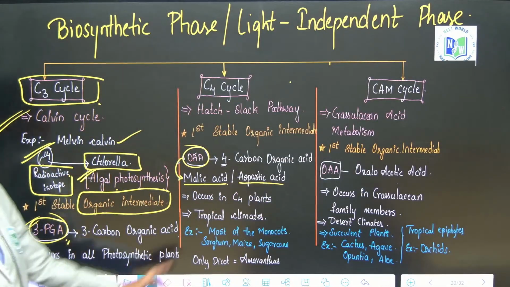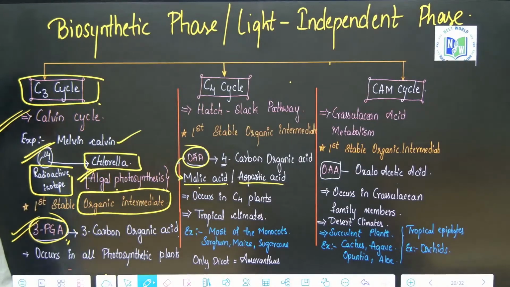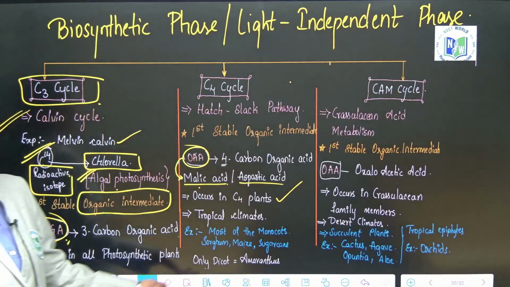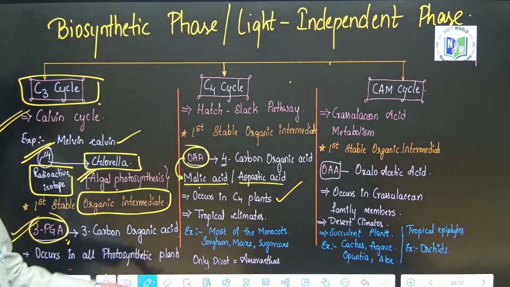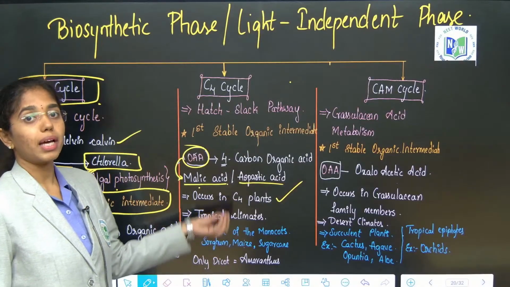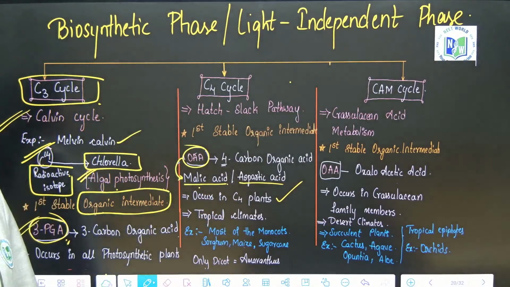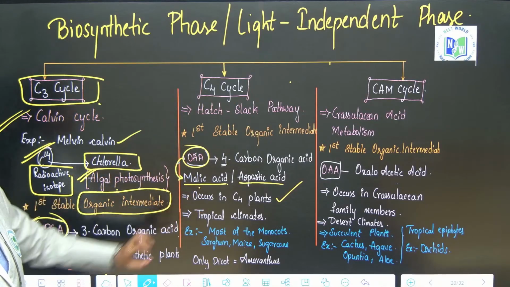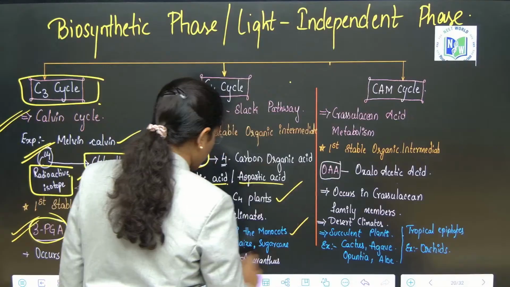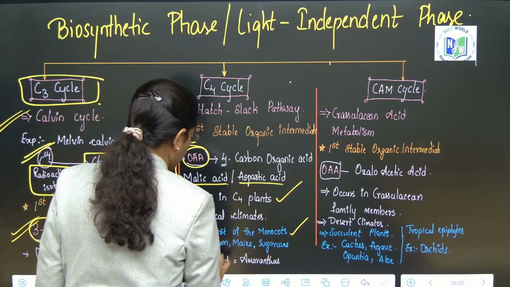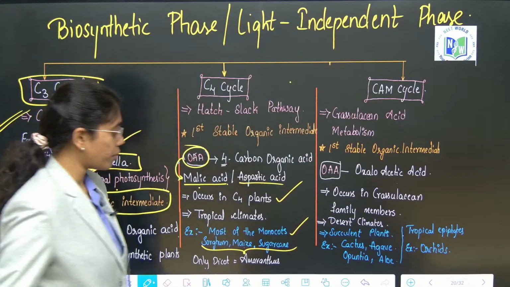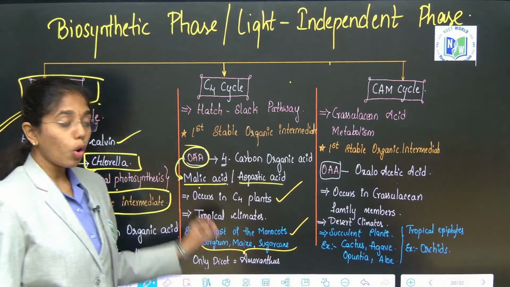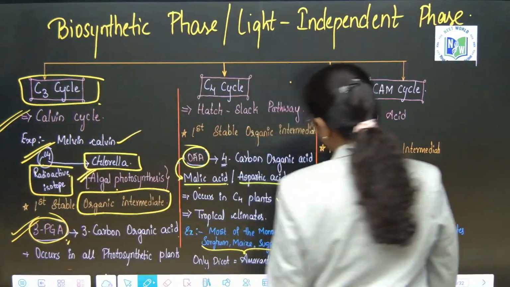Okay, OAA is converted to malic acid and aspartic acid. This occurs in all the C4 plants, and here there is an adaptation, that is Kranz anatomy, which is observed in dry tropical plants which are in tropical climates. Mostly this C4 cycle occurs in most of the monocots like sorghum, maize and sugarcane. Only dicot that conducts C4 cycle is amaranthus.